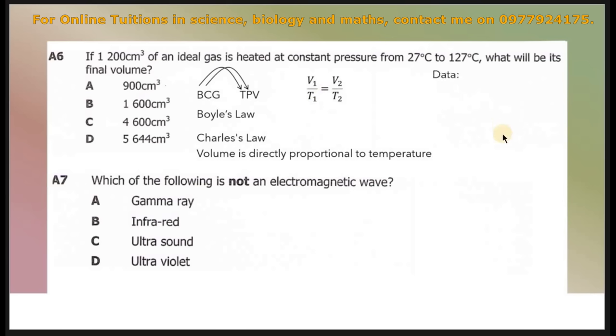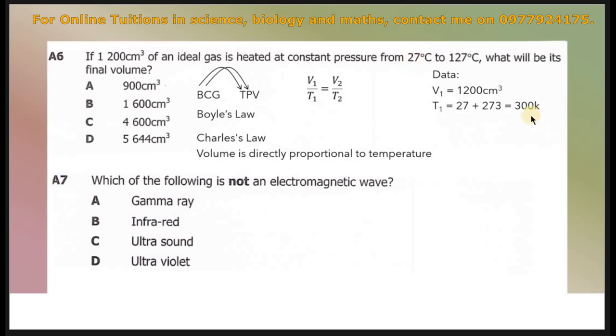So data is going to be like this. We are told if 1,200 cubic centimeters of an ideal gas is heated at constant pressure from 27 degrees Celsius to 127. So this volume was at 27, then heated to 127. So this is V1. V1 is 1,200 cubic centimeters. Then T1, meaning temperature number one, which is 27 degrees Celsius, which can be converted into Kelvin by adding 273.